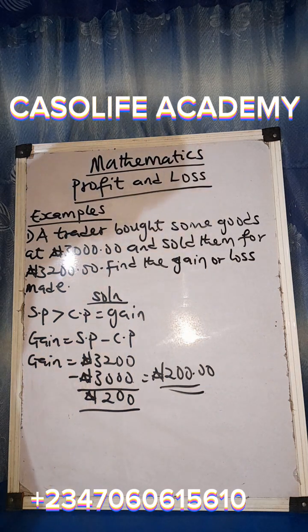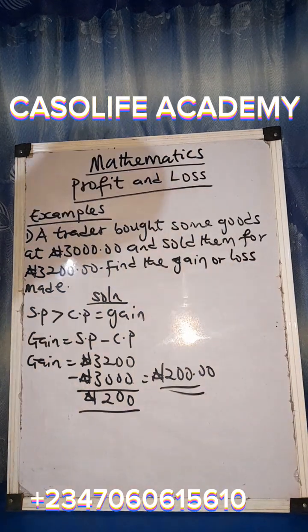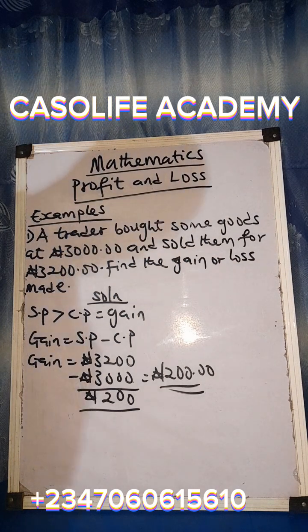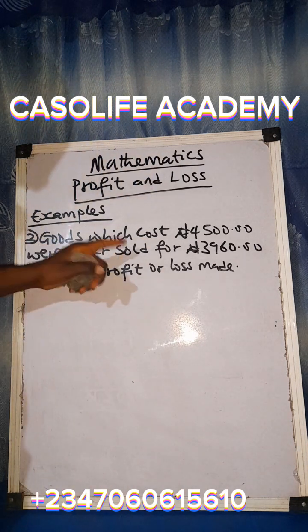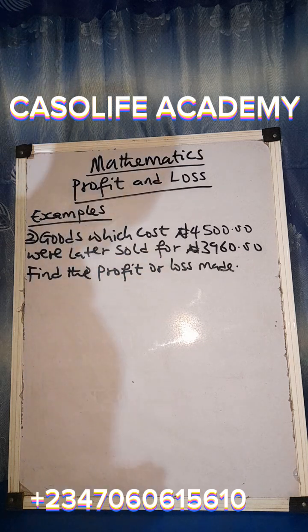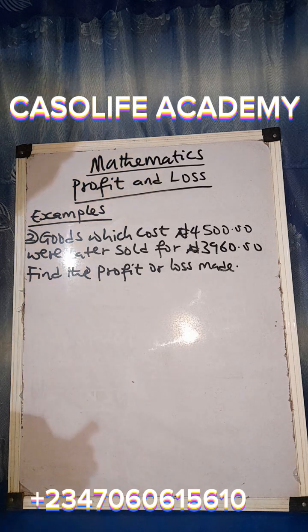Okay, so let's look at another question on that. It says goods which cost 4,500 naira were later sold for 3,960 naira. We should find the profit or loss made.